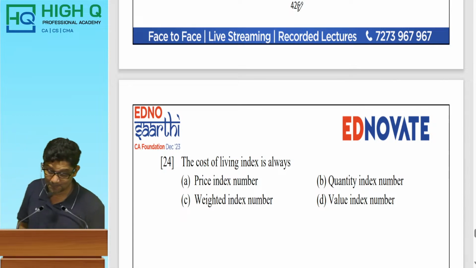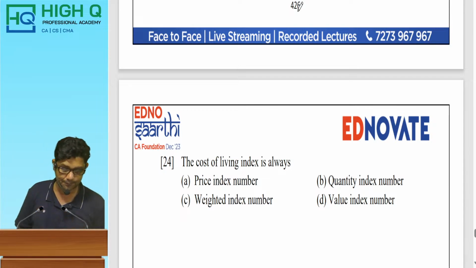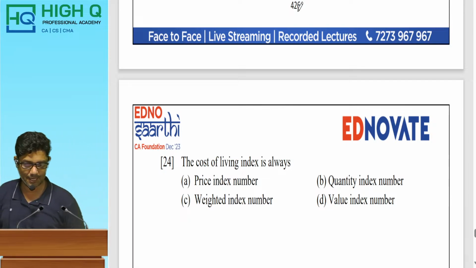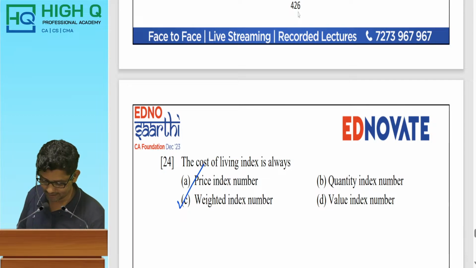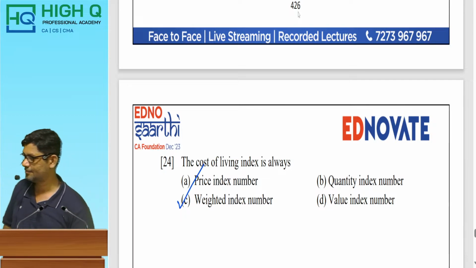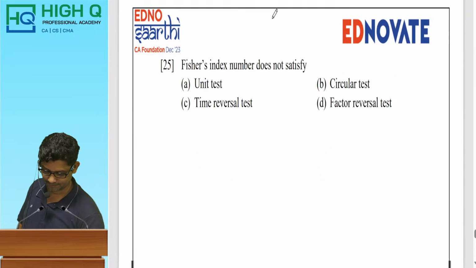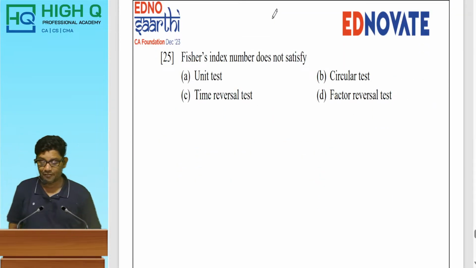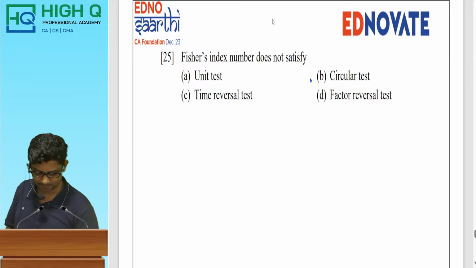The cost of living index is always a weighted index, not a price index, quantity index or value index. Now, Fisher's index number. See how many times the same question comes.